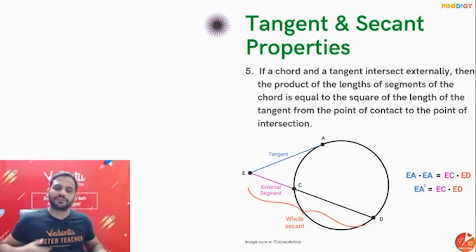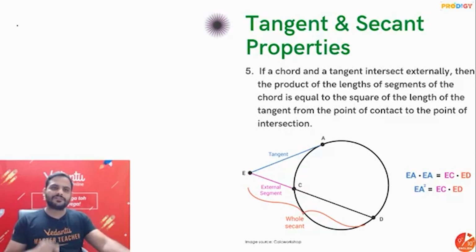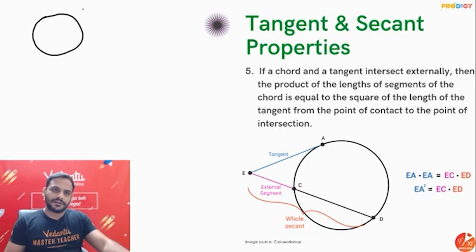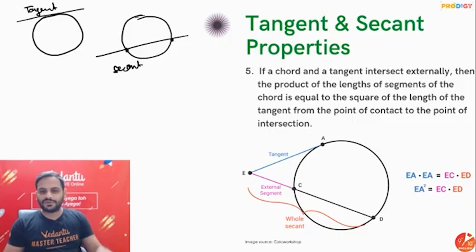Then there is one more thing: suppose from an external point you draw a secant. What is a secant, guys? Tangent touches the circle. Secant passes through the circle, like this. This is a secant. So a secant passes through the circle and intersects at two different points. Let's say ED is a secant and EA is a tangent.